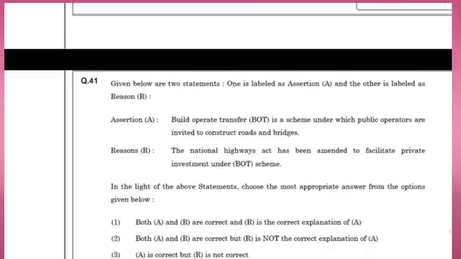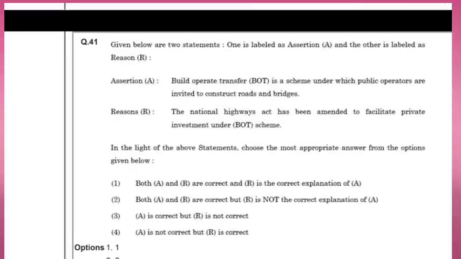And next question, assertion and reason. Assertion: Build, Operate, Transfer (BOT) is a scheme under which private operators are invited to construct roads and bridges. Reason: the National Highway Act has been amended to facilitate private investment under the BOT scheme. So A is correct, but R is not correct. Option 3 is the right answer.